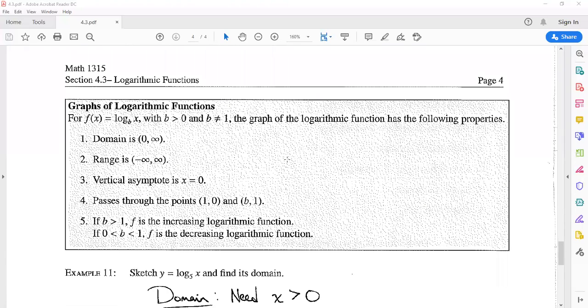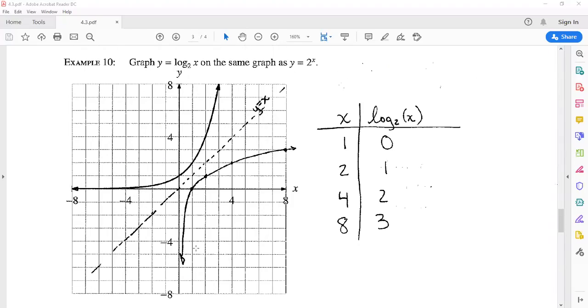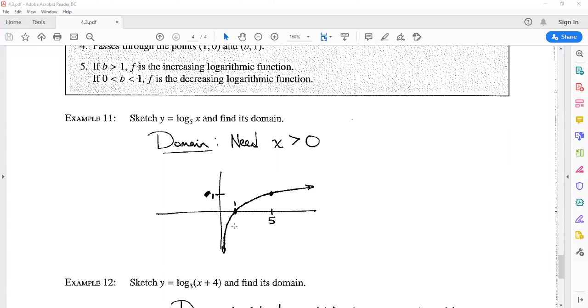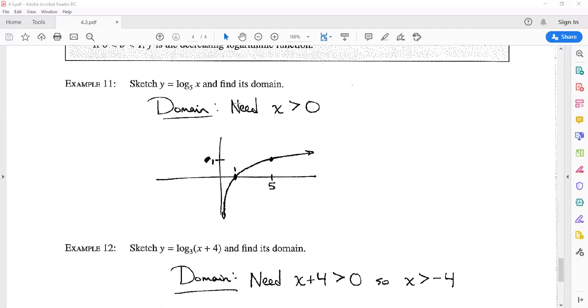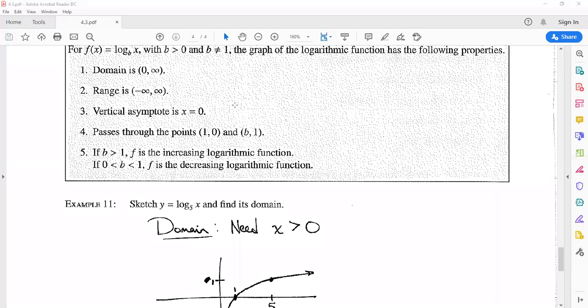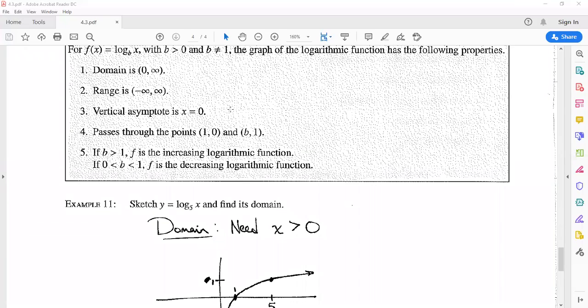Okay, and so one last thing to note here that we didn't get to see from the above example is that when b is greater than 1, log base b of x is an increasing logarithmic function. So 2 to the x is one of those. We've seen that here. And then when b is between 0 and 1, log base b of x is a decreasing logarithmic function. I don't think we'll see an example of one of those here today, but that's all right.